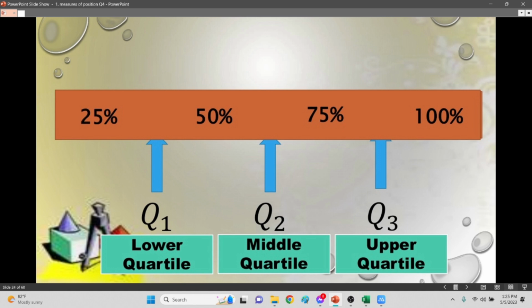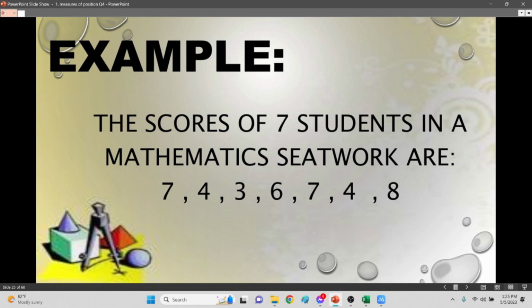Okay? Next. So I'm going to discuss first the position and how to visualize our topic. Let's have an example. The scores of 7 students in mathematics seat works are 7, 4, 3, 6, 7, 4, and 8. As you can see, the numbers are randomly scattered. First, we arrange them in increasing order so that we can identify the lowest and the highest score, the middle of those scores, and the quartiles 1, 2, and 3.